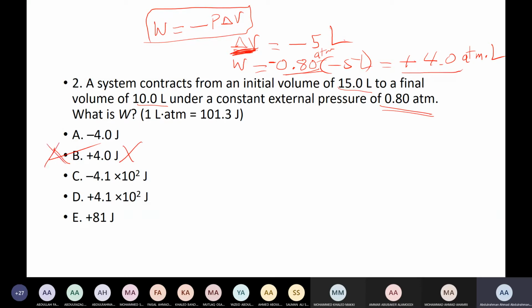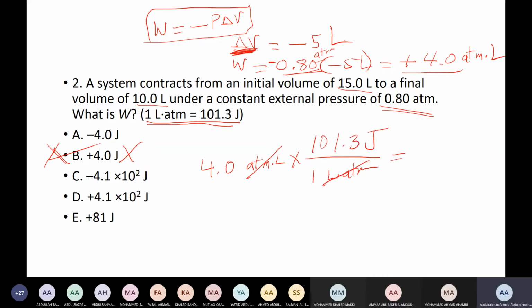See, I made a mistake now. How can I change it to joule? You have this change factor. So I have 4.0 atmosphere liter multiplied by 101.3 joules per liter atmosphere. Liter atmosphere or atmosphere liter is the same. So what's the answer? It's D.